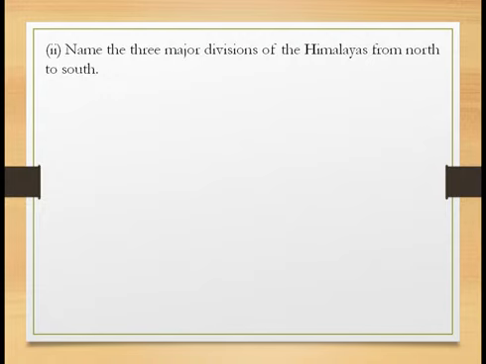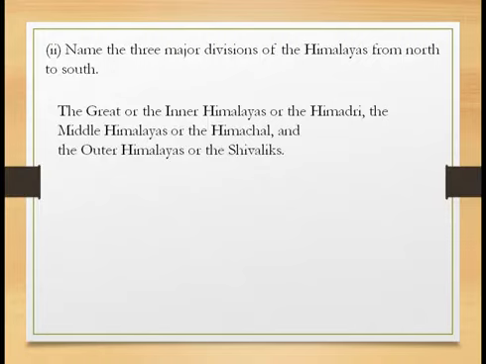In our revision class, in a short note form, I already explained the three major divisions of Himalayas and how the question will appear. So here we are seeing the question and its correct answer. The Great or Inner Himalaya or Himadri, you can use any name, whether the Great Himalaya, the Inner Himalaya or Himadri. The Middle Himalaya or Himachal, or Outer Himalaya or Shivalik. At the time of writing the answer, whichever you remember, you can write it.